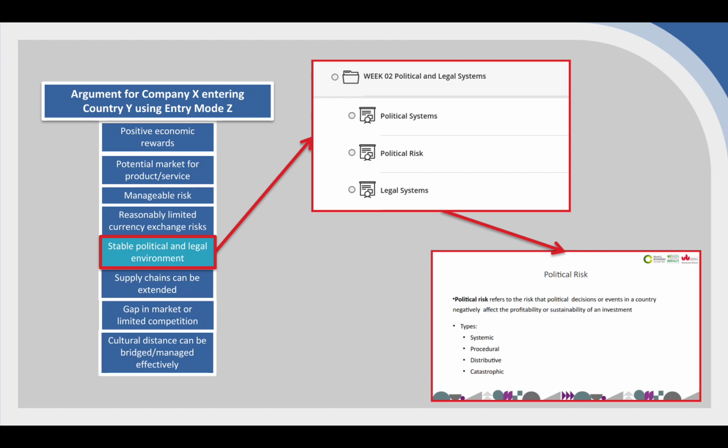We look at political and legal environments, so let's take political systems. We can open up the lecture slides on political risk, and we find that the political risk model that you've been taught on this unit is breaking political risk into types: systemic risk, procedural risk, distributive risk, and catastrophic risk. This is important that we use this model.